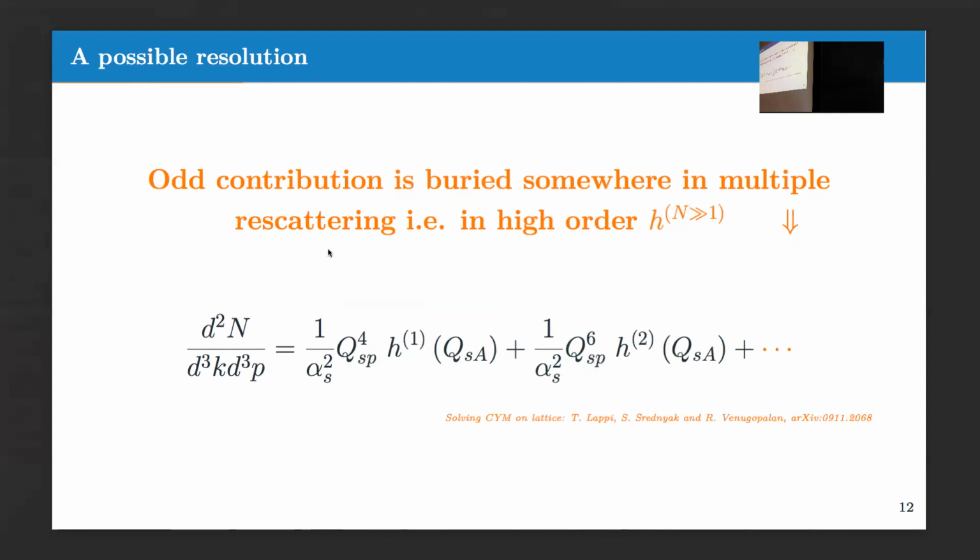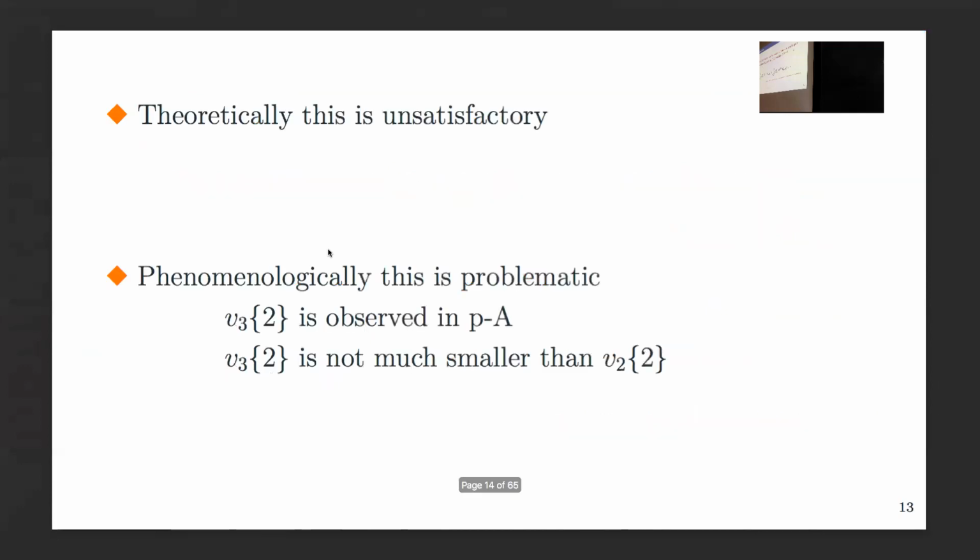So this was our original thought, because we couldn't really figure out any way of drawing a diagram which would violate the symmetry with respect to the reflection of one of the momenta. But theoretically it was unsatisfactory, because we still want to understand things analytically to cross-check our numerical result.